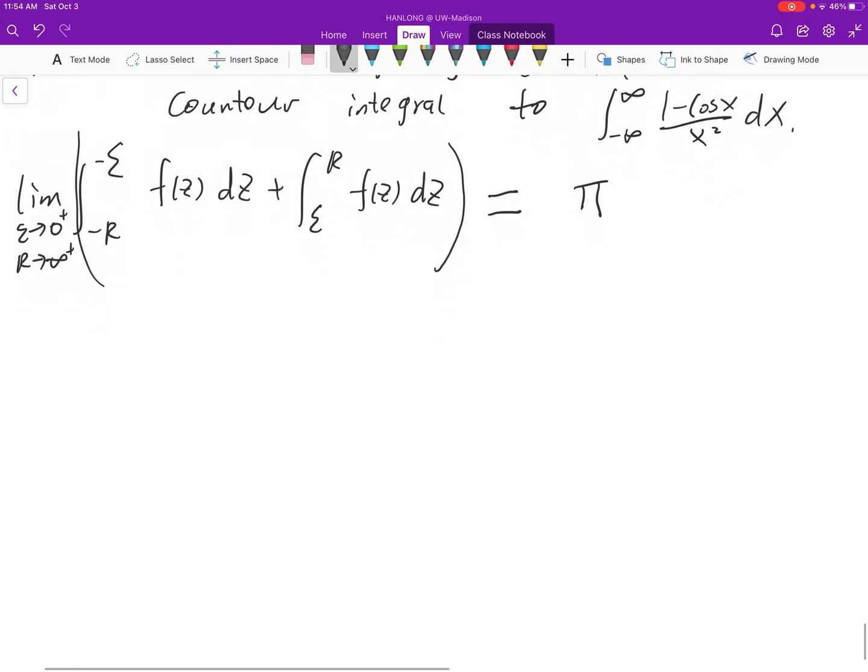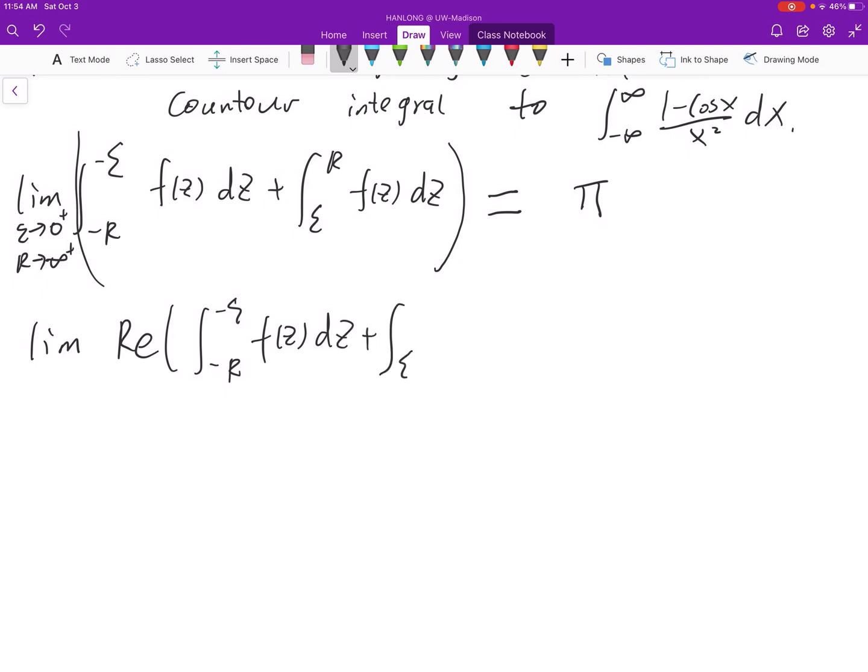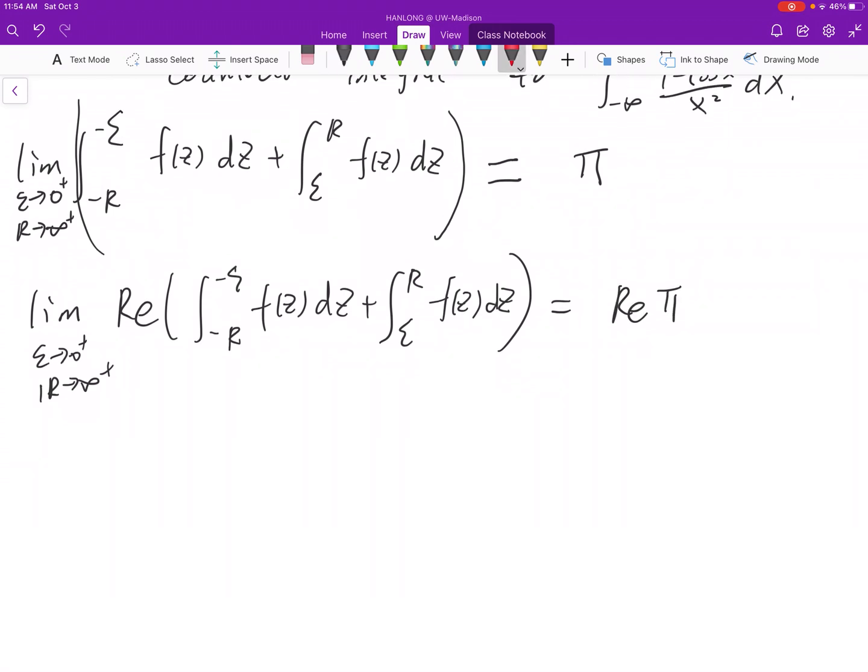Okay, if you want to take the real part, then you need to take it right now. So the real part of this, and take the limit, is the real part of pi. So actually here you have a little bit of a twist. You need to interchange the order of taking the real part and the limit. But it's always true, you can prove this directly.